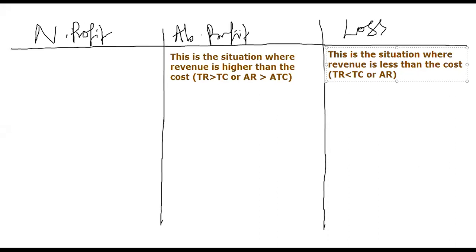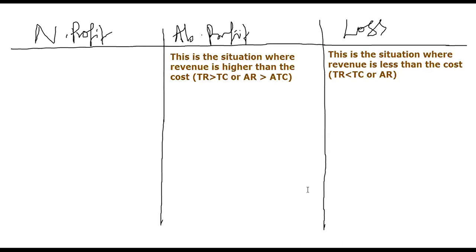So what is loss here? This is the situation where revenue is less than the cost. Don't forget, normal profit: revenue is equal to cost, TR is equal to TC, otherwise AR is equal to ATC. Loss: revenue is less than the cost. That means AR is less than ATC, or TR is less than TC. Abnormal profit: revenue is higher than the cost. So TR is higher than TC, otherwise AR is higher than ATC. All right. Meanings clear now?